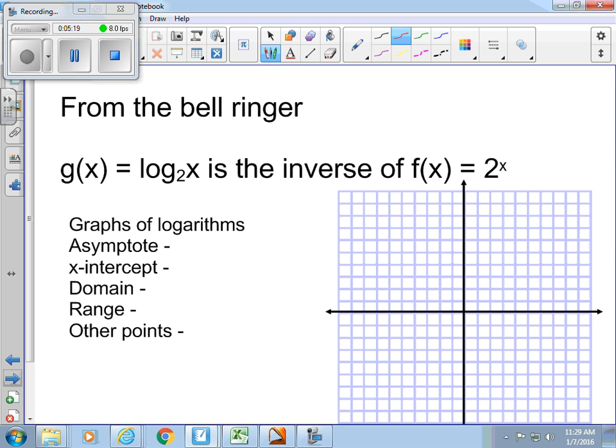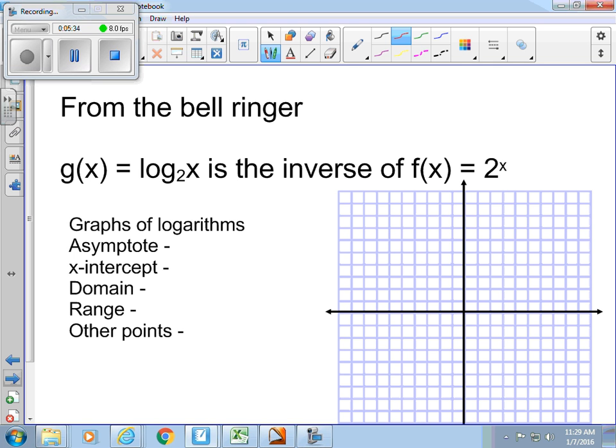I'm not going to regraph it, but it's the graph you have on your paper from the bell ringer. That is log base 2 of x and 2 to the negative x. Those are the two graphs you have there. Log base 2 of x is the inverse of 2 to the x.